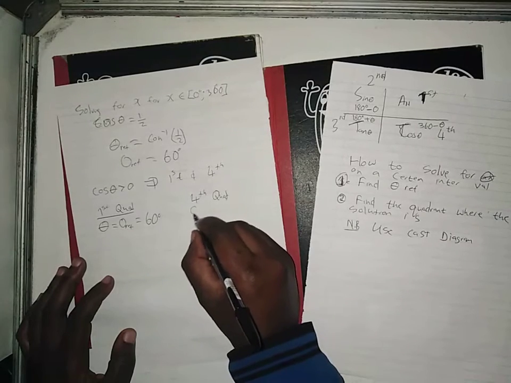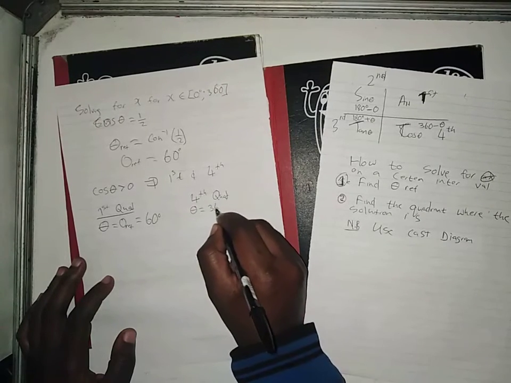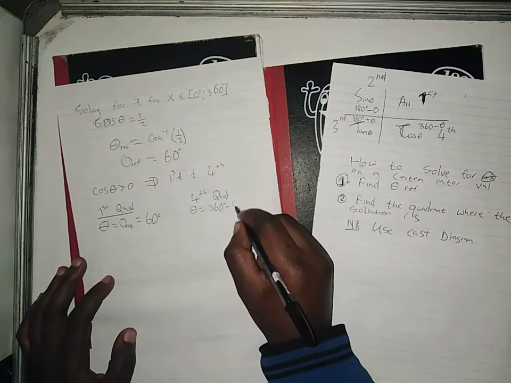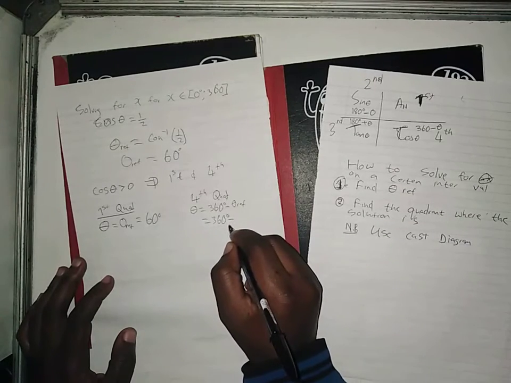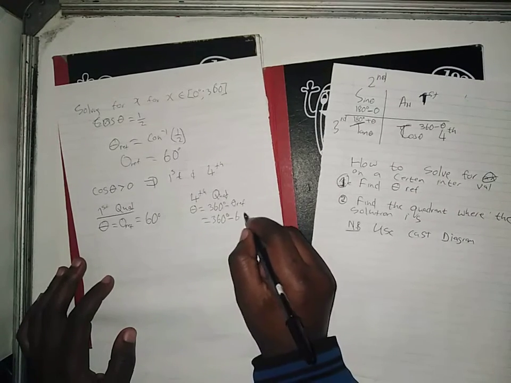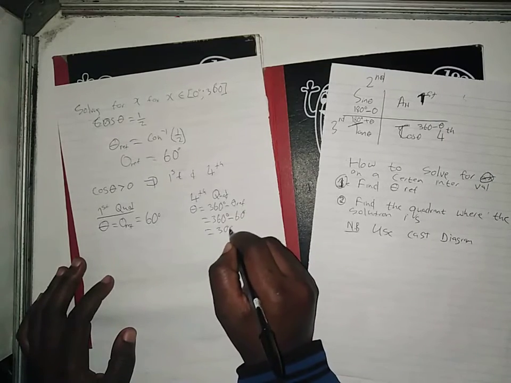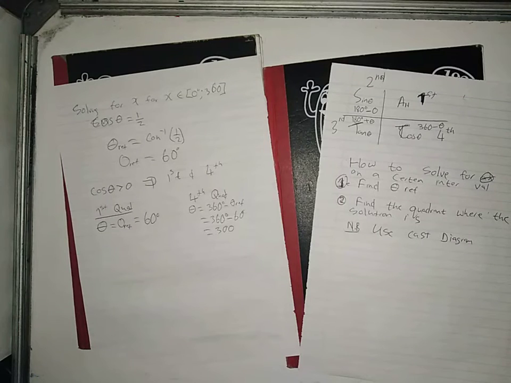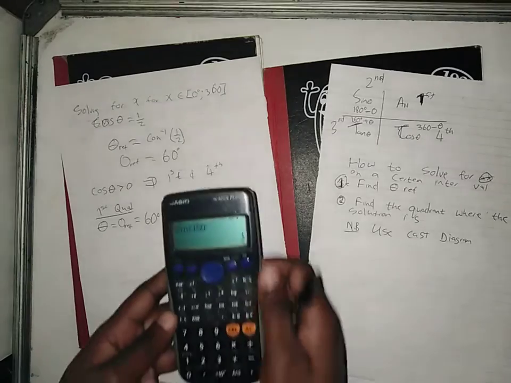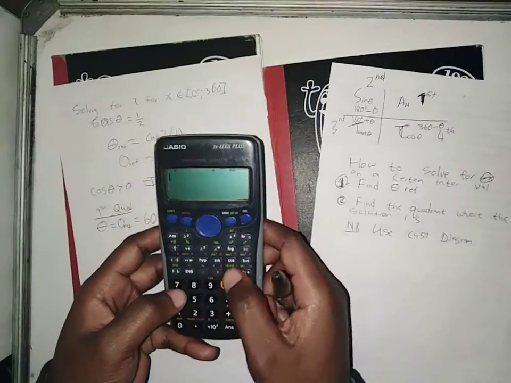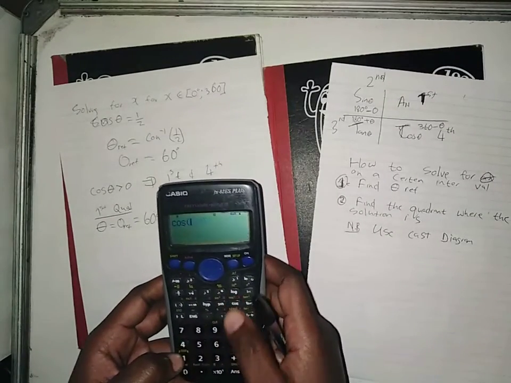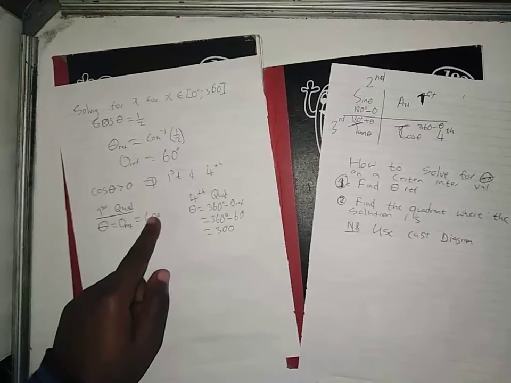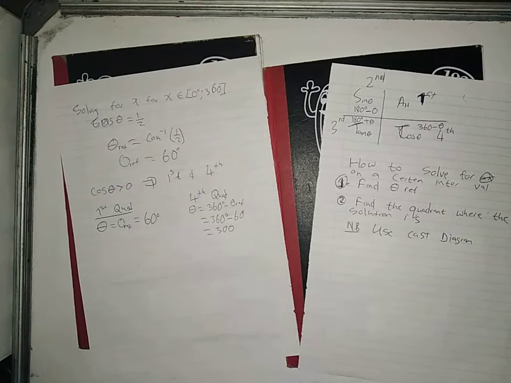Right. So here your theta is going to be 360 degrees minus theta ref, which is 360 degrees minus 60 degrees, and that will give you 300. So the solution here is 300. If you go to the calculator and say cos 300, you must get exactly 1/2. Let's just test it. Cos 300 is equal to half. Can you see that? And cos 60 is equal to half. So this solution does work.